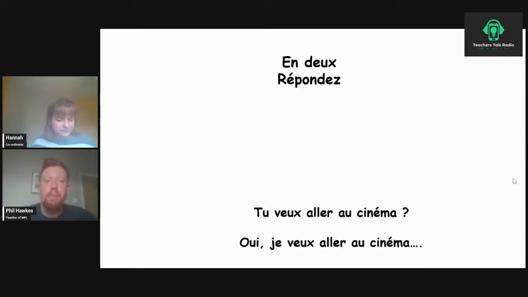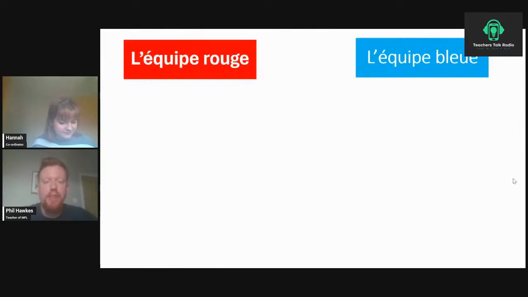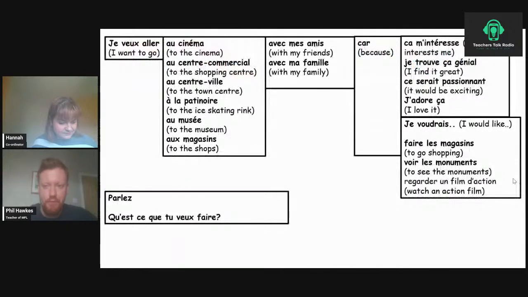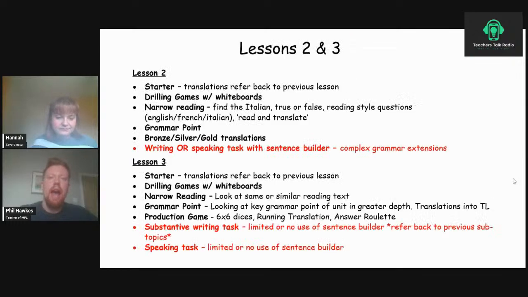Okay, just to finish then. By the end of the lesson, I would want to have them writing or speaking with a bit more depth, maybe with less use of our sentence builder. And then we reach lessons 2 and 3 of the sequence. And at that point, we're going into a little more depth.